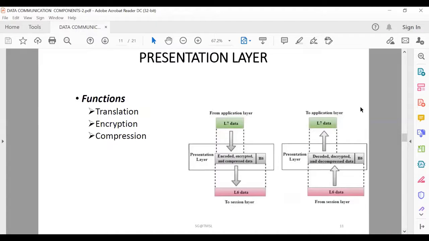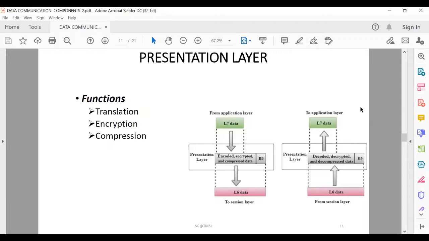Next is the presentation layer. It is mainly concerned with the syntax and semantics of the information exchange between the two systems, and it acts as a translator for a network. It is a part of the operating system that converts the data from one presentation format to another format. This is also known as the syntax layer.